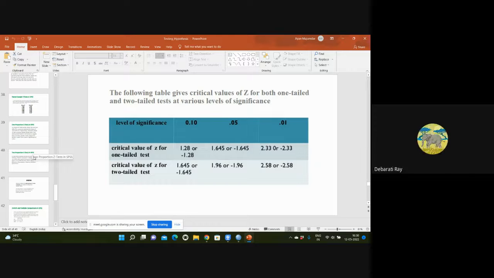Sir, can you please repeat this last part, the critical value, why we took the negative value?